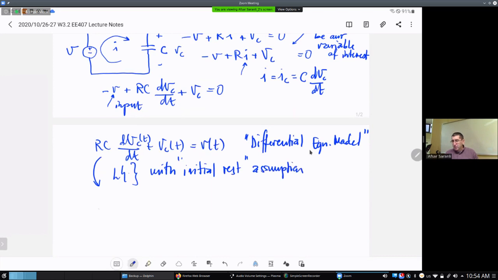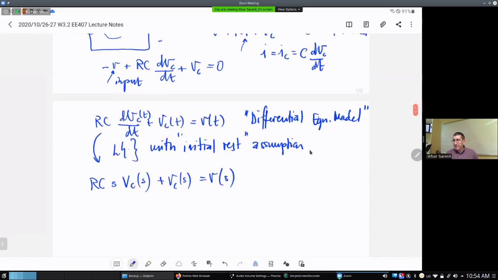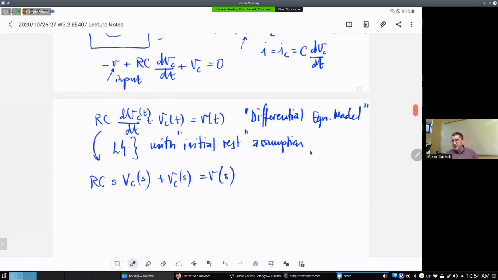okay? So in that case, I have RCs VC(s) plus VC(s) is equal to V(s). Normally, you know that the derivative of a variable is s times that variable in the Laplace domain minus the initial condition. So because the initial condition is equal to 0, we can omit that from this equation. So I have (RCs plus 1) times VC(s) is equal to V(s), okay?